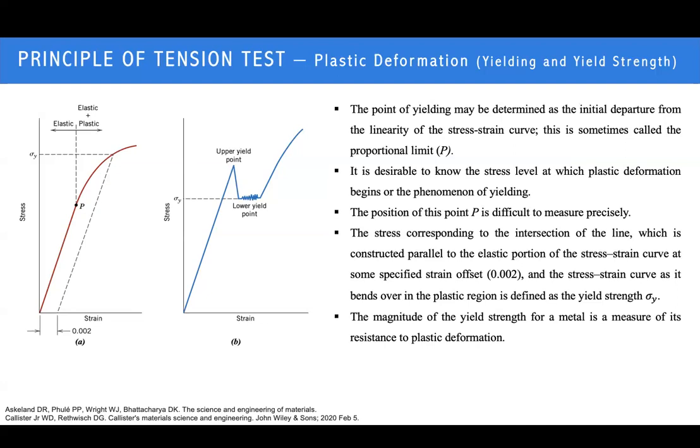So this yielding point is very important because it's a measure of the resistance to plastic deformation. Young's modulus is the measure of the elastic deformation, but the yield strength is the measure of the plastic deformation. So we need to see clearly the difference between the modulus of elasticity and the yield strength.